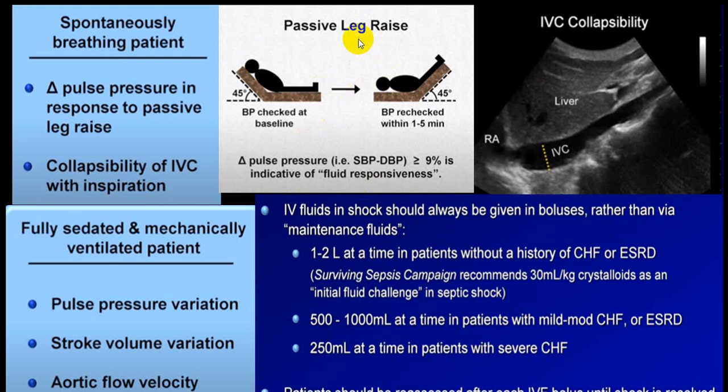There is another way, as we already told you: elevate the limb to 45 degrees, maintain it for 5 minutes, and then record the blood pressure. If there is an increase in blood pressure by 9%, the person is fluid responsive, and if there is no change, he will be less responsive to your fluid challenge. So try to look for that. You can also assess by looking at the inferior vena cava collapsibility by doing a good ultrasound. That will also help you to identify the fluid status.